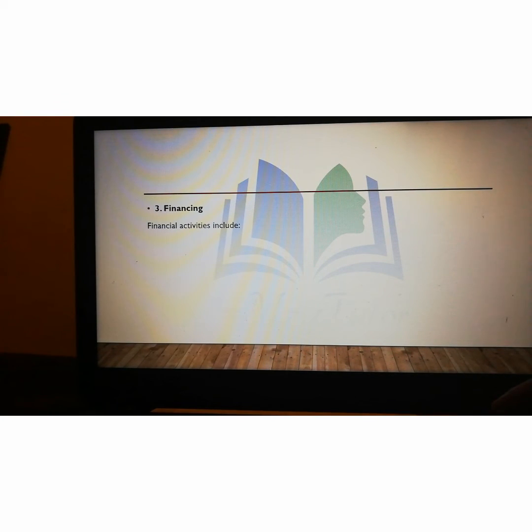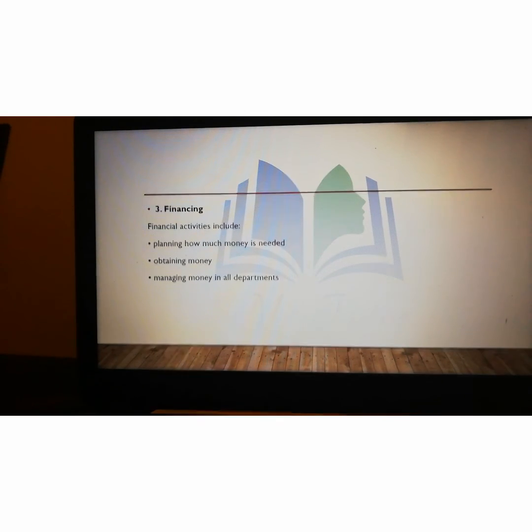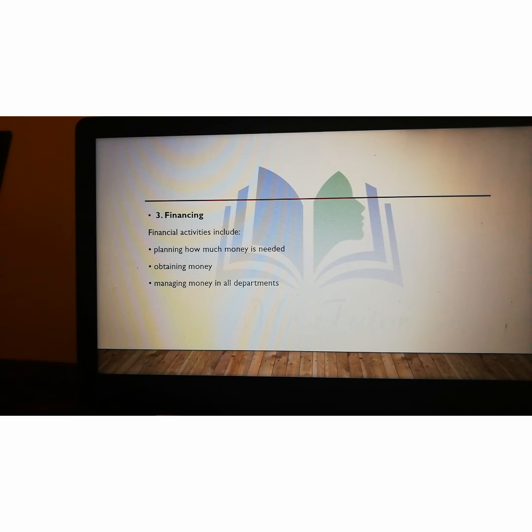The third business function is financing. Now, financial activities include planning how much money is needed for the business to sustain or grow, or for Nike to produce those 1 million sneakers. There is money involved there. I mean, you cannot say you want to build 100 factories that will make it possible for those sneakers to be produced if there's no money.